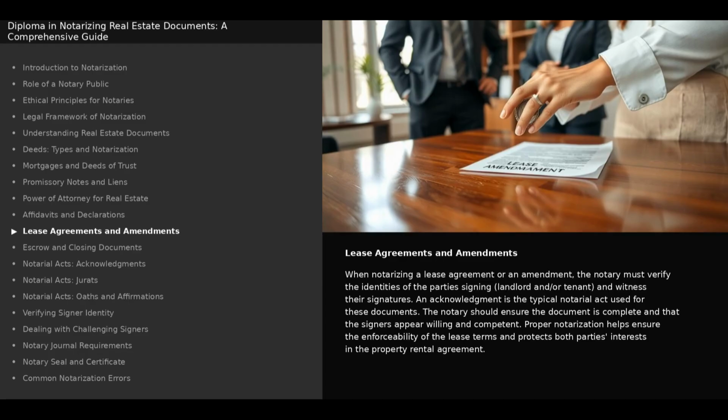When notarizing a lease agreement or an amendment, the notary must verify the identities of the parties signing, landlord and/or tenant, and witness their signatures. An acknowledgement is the typical notarial act used for these documents. The notary should ensure the document is complete and that the signers appear willing and competent. Proper notarization helps ensure the enforceability of the lease terms and protects both parties' interests in the property rental agreement.